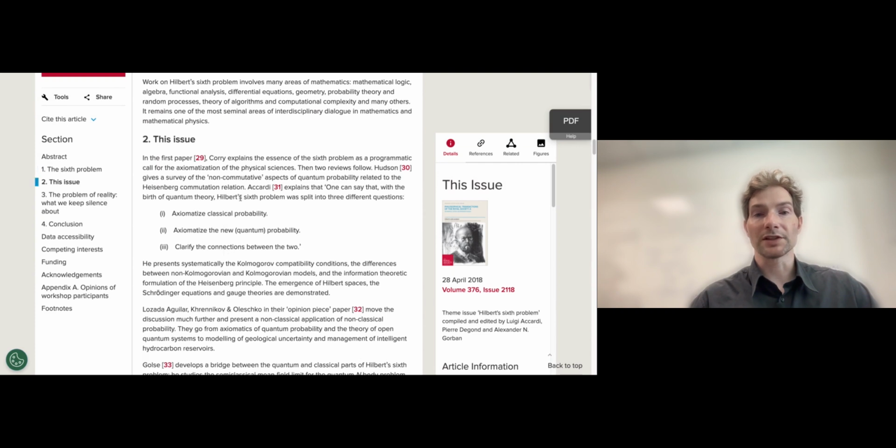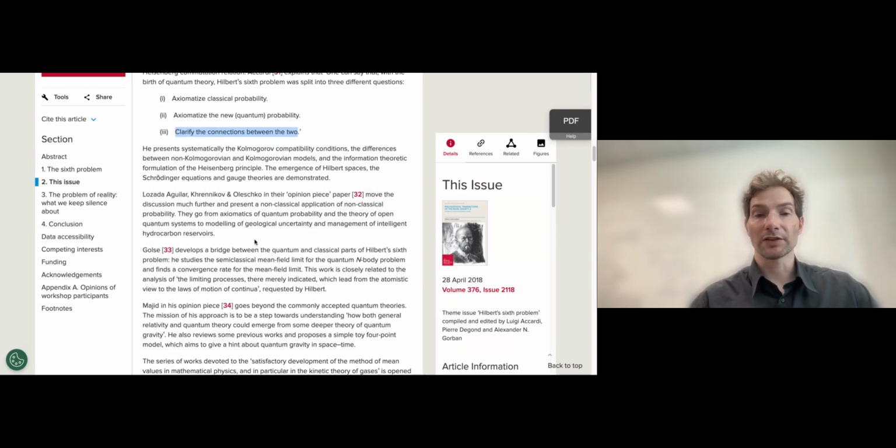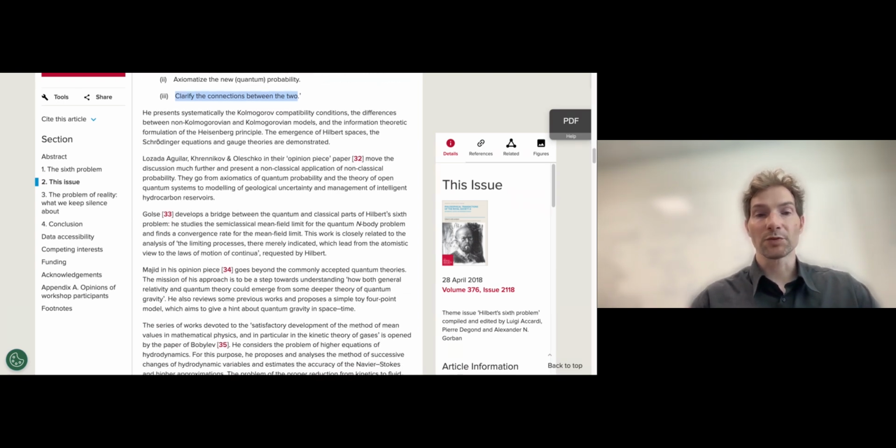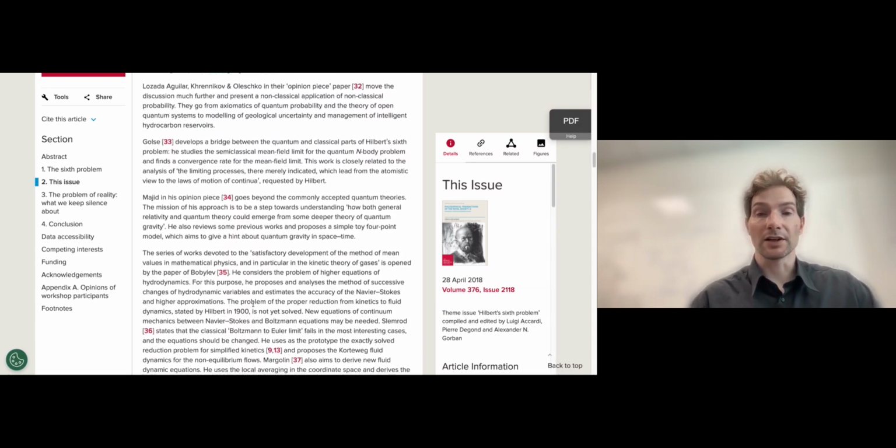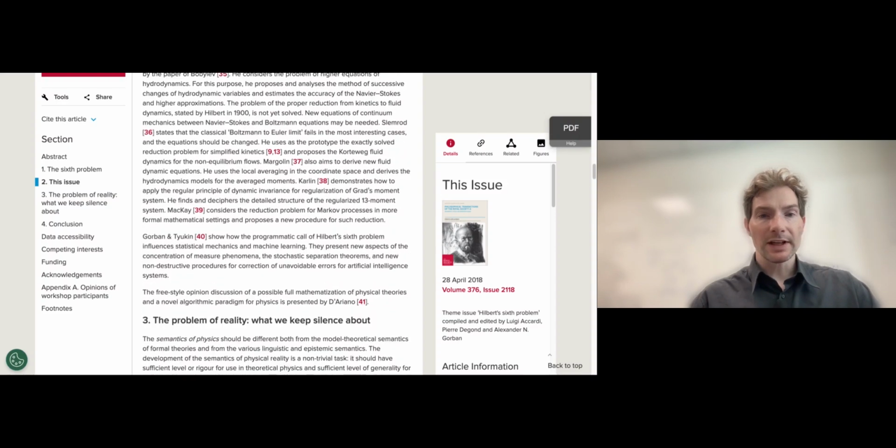Now, this special issue, and this is just to whet your appetite, is basically going to look at axiomatization of classical probability, axiomatize the new, at the time, quantum probability, and clarify the connection between the two. So these are things that are being explored in this particular issue. There are also things related to, as I said earlier, the Chapman-Enskog things as well, so the fluid dynamics limit, and also things related to geometry, so connections with general relativity and so on. So I think that's about it.